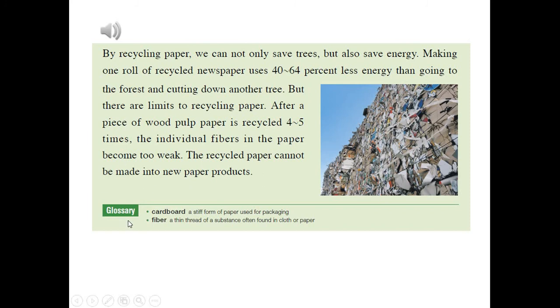And here are some glossary words that can be found in the passage. So the first one is cardboard. Cardboard is a stiff form of paper used for packaging. Examples for this one are boxes and cartons, okay? Now, fiber. Fiber is a thin thread of substance often found in cloth or paper.